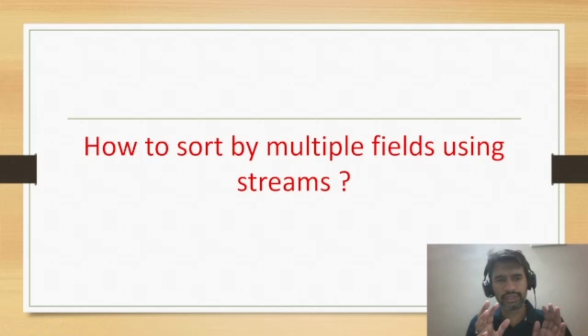So the next question is how to sort by multiple fields using streams. Here you can assume we are trying to sort some custom object that contains multiple fields, and we have to sort using streams. This is one of the trickier ones, and it is useful for our day-to-day coding also. So let's see how to tackle this.